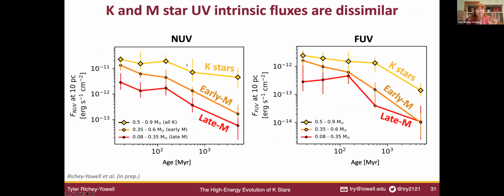All right, so these are the same median points from the last plot, just plotted on their own. So here you have near UV as a function of age and far UV as a function of age for K stars, early M stars, and late M stars. So we can see that each of these has a clear, distinct, separate evolution from each other in the near UV and the far UV. And the prolonged period of saturated activity for K stars means that by field age here, your K-star flux is at least 10 times larger than even the early M-star flux in both the near UV and the far UV.